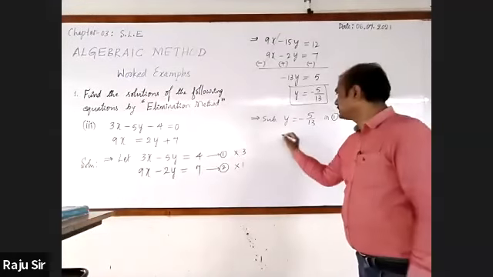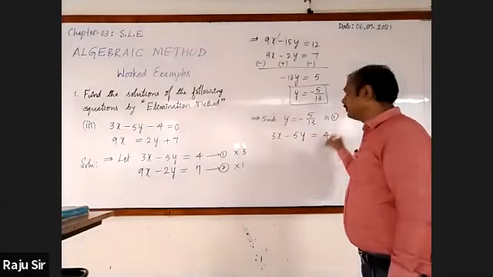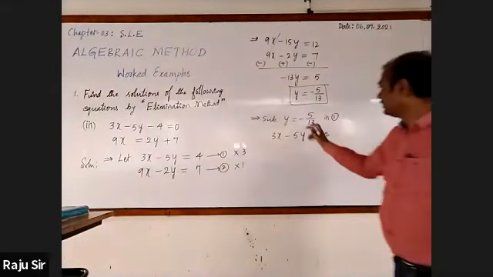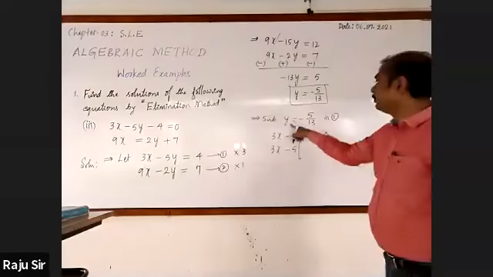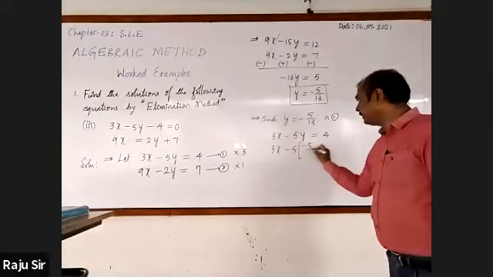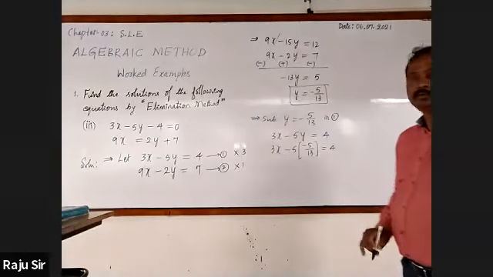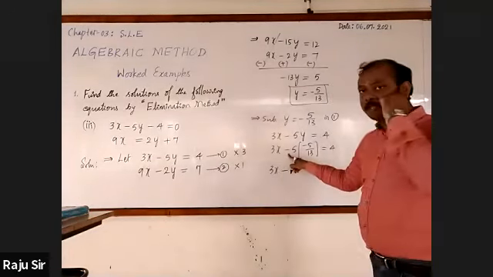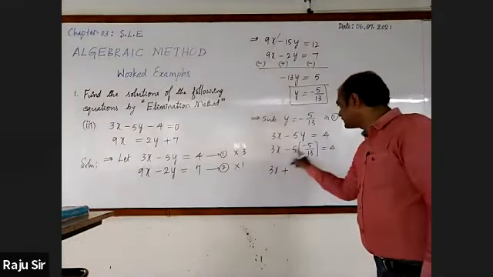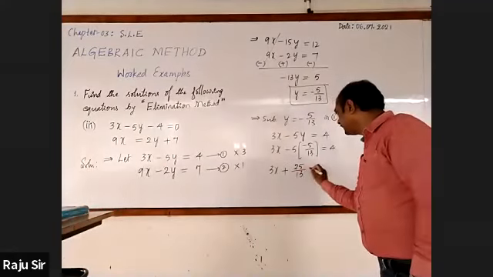The first equation is 3x minus 5y, which is equal to 4. So 3x minus 5 into, where y is minus 5 by 13, is equal to 4. Write 3x as it is. Now multiply minus 5 with minus 5: minus into minus is plus, 5 fives are 25. Then by 13. It's equal to 4.